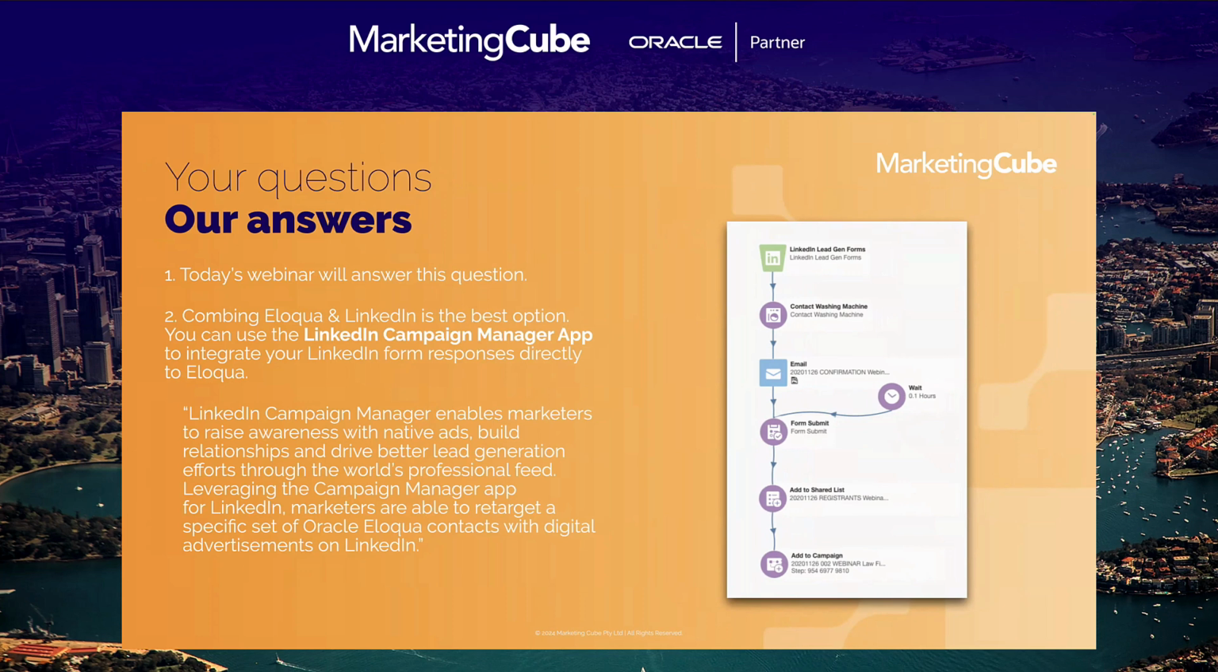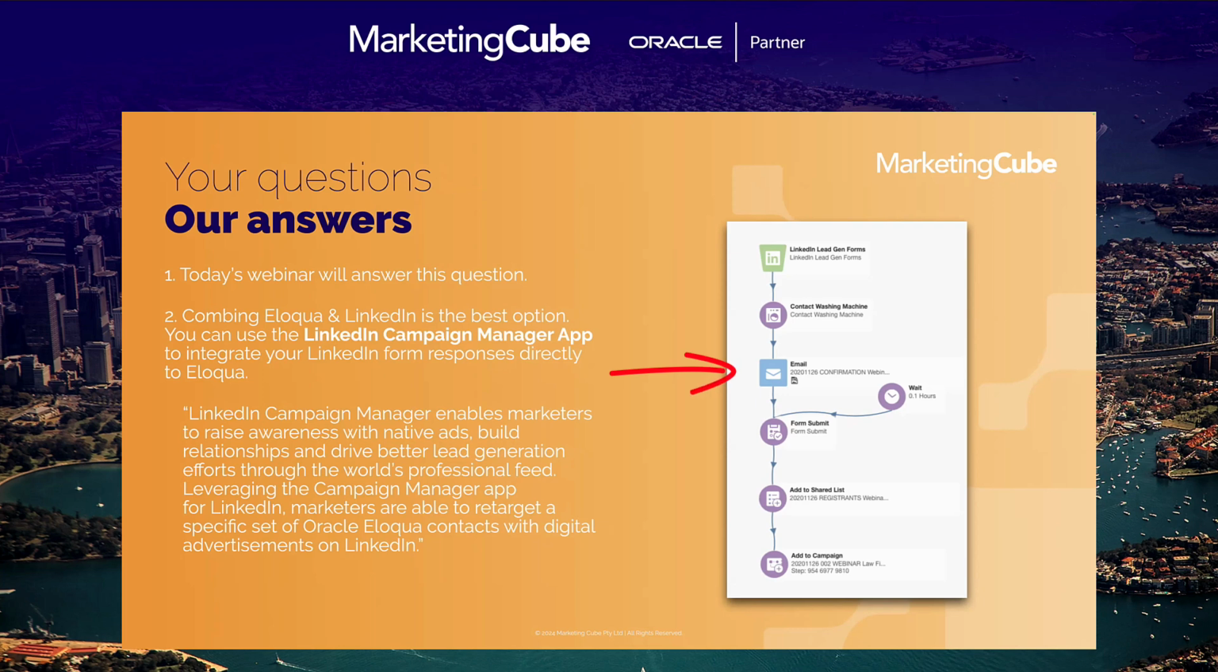The upside is, though, from the LinkedIn user experience, is they don't have to leave LinkedIn, and they can use their LinkedIn profile to submit your form. And that happens all within the LinkedIn environment. They don't leave LinkedIn in order to do that. But the LinkedIn Campaign Manager app enables you to connect those form submissions in LinkedIn directly to Eloqua. And that's what you're seeing on the right-hand side of the screen here, which is the campaign canvas. And so the campaign canvas, you can see the LinkedIn lead gen form is the entry point on that canvas. We take them through the contact washing machine to make sure the first name and last name is in proper case.